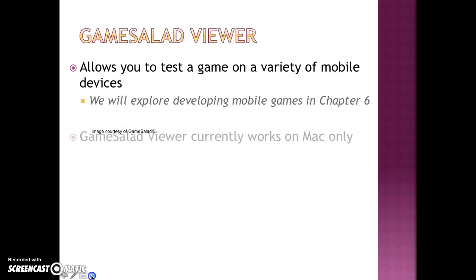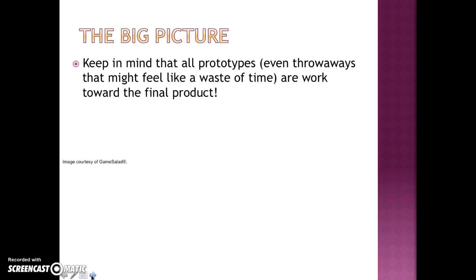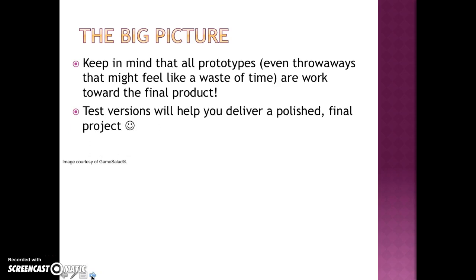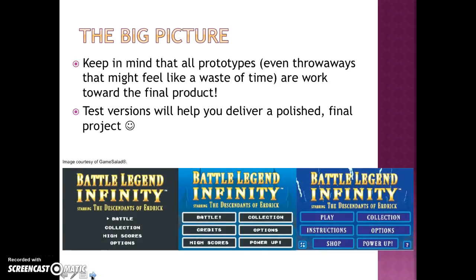But the big picture, we can skip this, is what prototyping is: you want to keep in mind that all prototypes that you create, even if you just scrap them, always work towards the final product. You want to have that in mind. And as you're testing versions, that will help you deliver a polished final project. This is just an example of a prototyping of the menu and how it has evolved. So even if you scrap something, it's always helping you work towards your final goal of a finished version of a game. So chapter 3, prototyping, and I'll see you all in class.